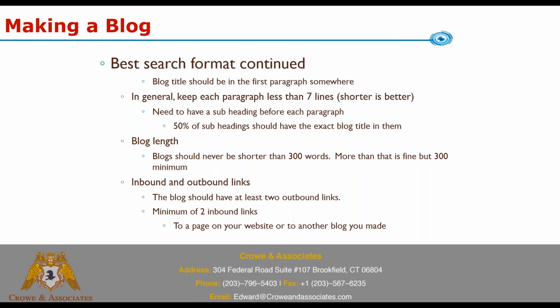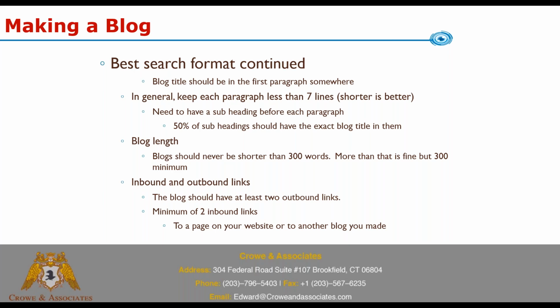Every blog should have inbound and outbound links. So just going to explain the difference a little. But the blog should have at least 2 of each. More is better, but 2 at a minimum. So your blog should have 2 outbound links, and it should have a minimum of 2 inbound links.